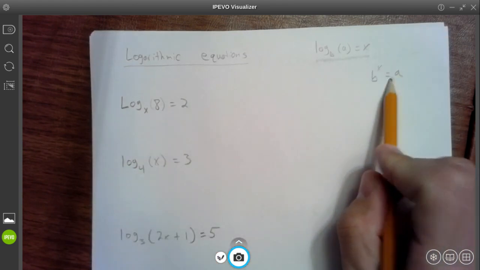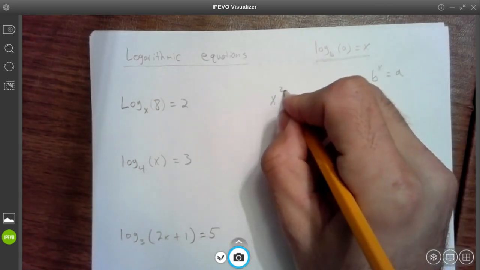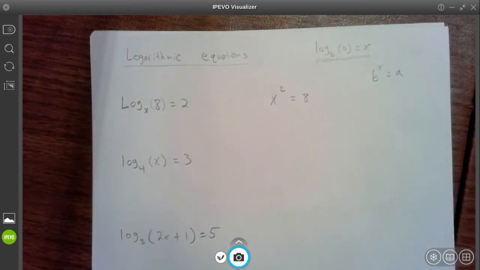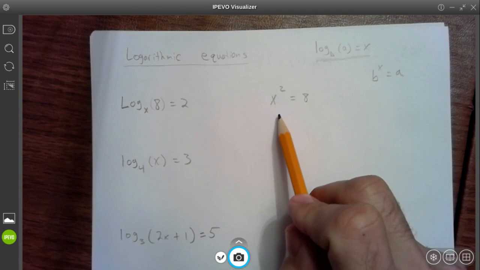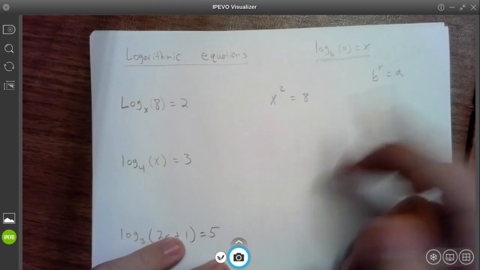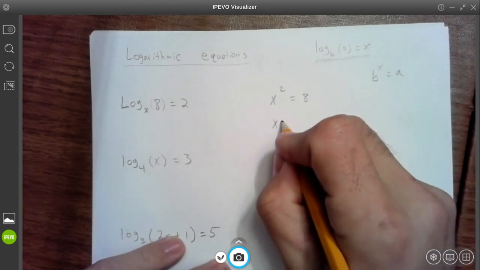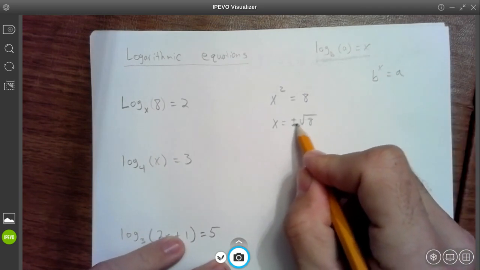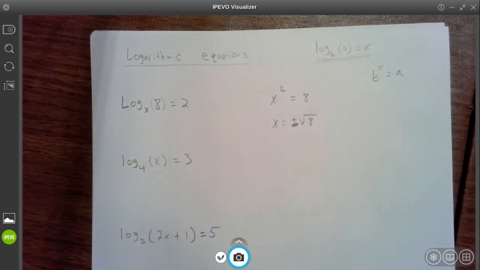So in exponential form, x would be my base, 2 would be my exponent, and then this is equal to 8. So the answer for this is not going to be that bad to solve. You would take the square root of both sides, and you would get x equals plus or minus root 8. But we can only use the positive version in this case, and that's just because you can't have a negative base. Your base always has to be between 0 and 1, or it's got to be greater than 1.